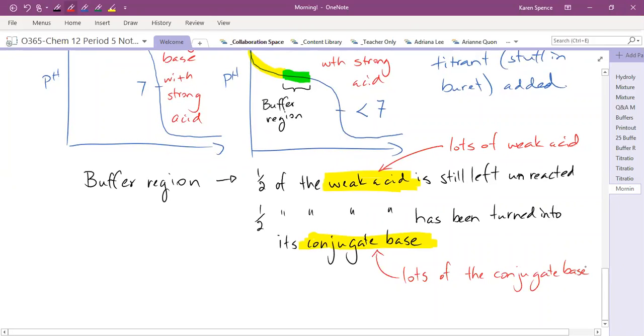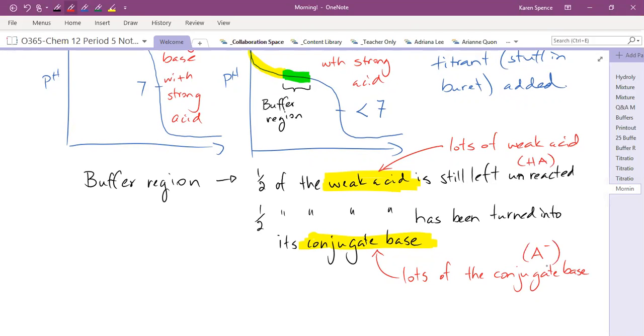So this would be maybe HA, and this would be the A minus. Okay, and when you have lots of weak acid and lots of its conjugate base, that means you have a buffer. That is what a buffer is. Yeah, the halfway equivalence point.